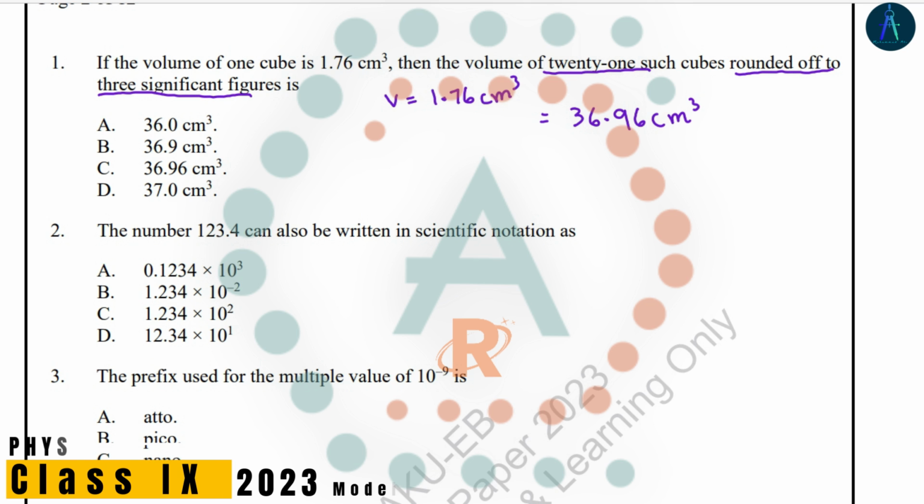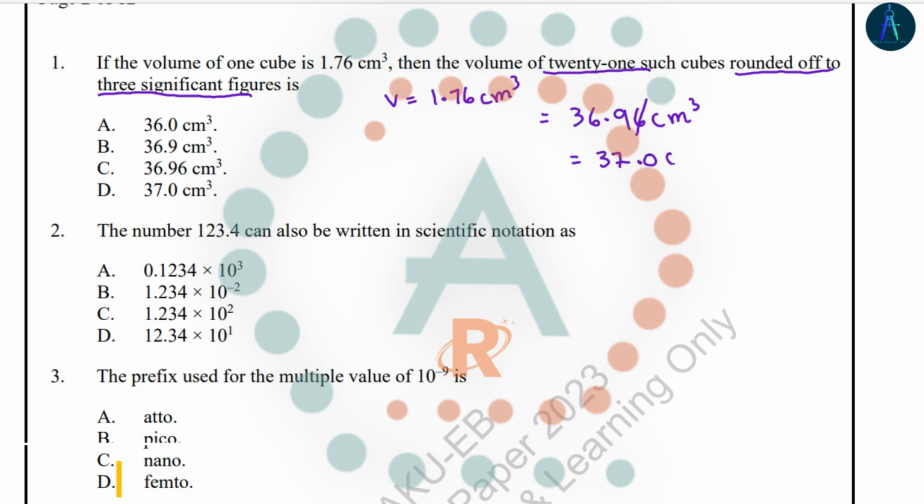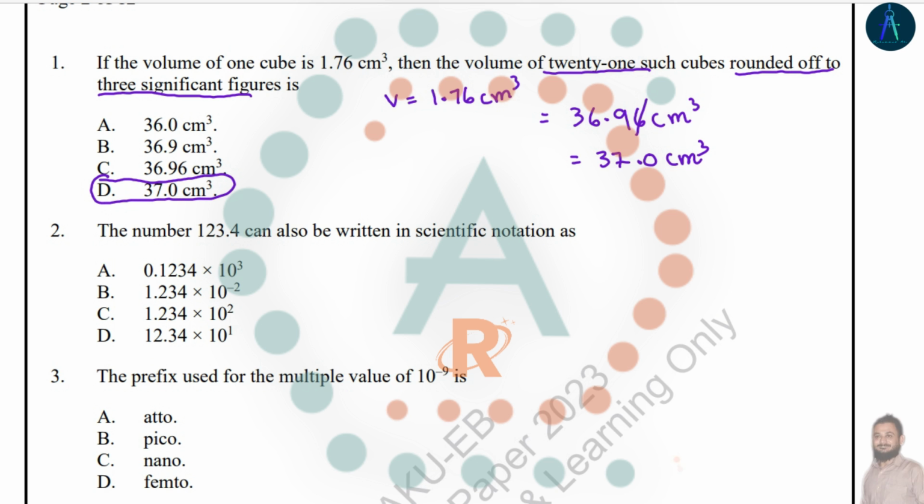So as we can see, we have 4 significant figures in this volume. So the last digit 6 we round off. So it will become 37.0 cubic centimeter. So in this way, the answer of this question will become option B. Now let's see question number 2.